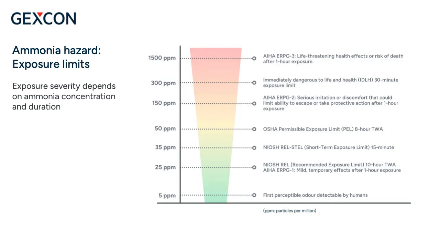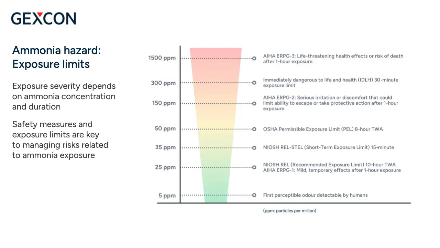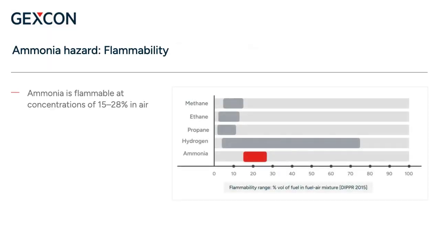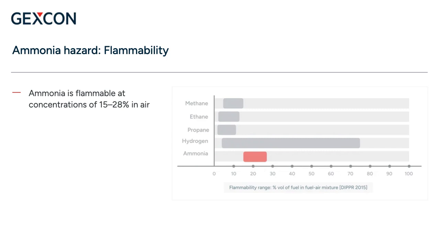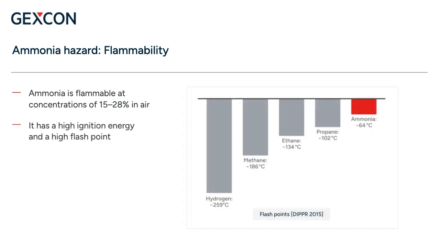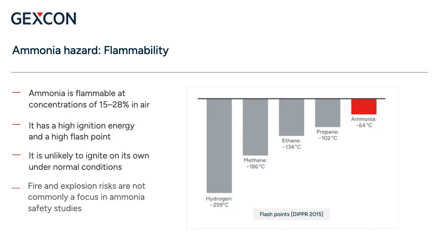The severity of exposure depends on both the concentration of ammonia and the duration of the exposure. This is why safety measures and exposure limits like AEGL, ERPG, or IDLH are important in managing ammonia-related risks. Also, ammonia is flammable at concentrations between 15 to 28% in air, and it has a high ignition energy and flash point. However, ammonia is unlikely to ignite spontaneously under normal conditions unless it has been significantly preheated. Therefore, fire and explosion hazards are not usually considered in ammonia safety studies.